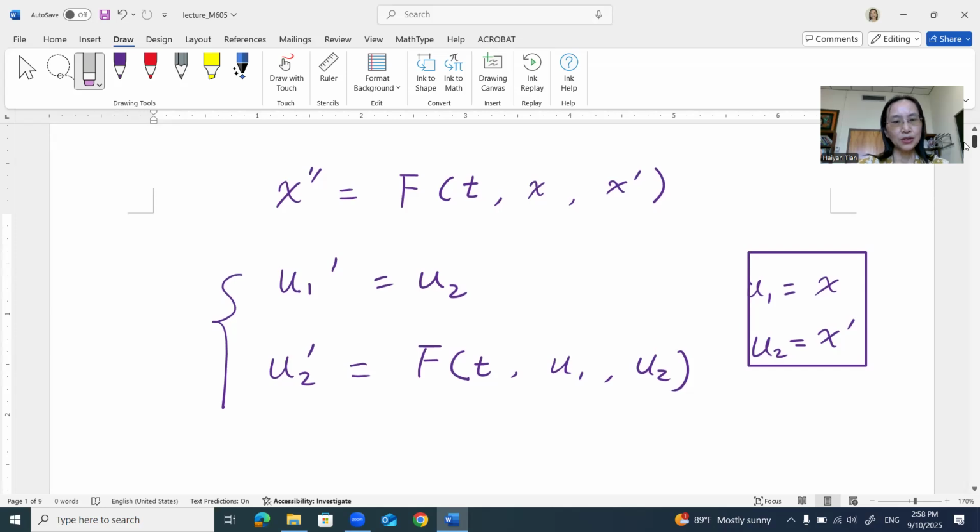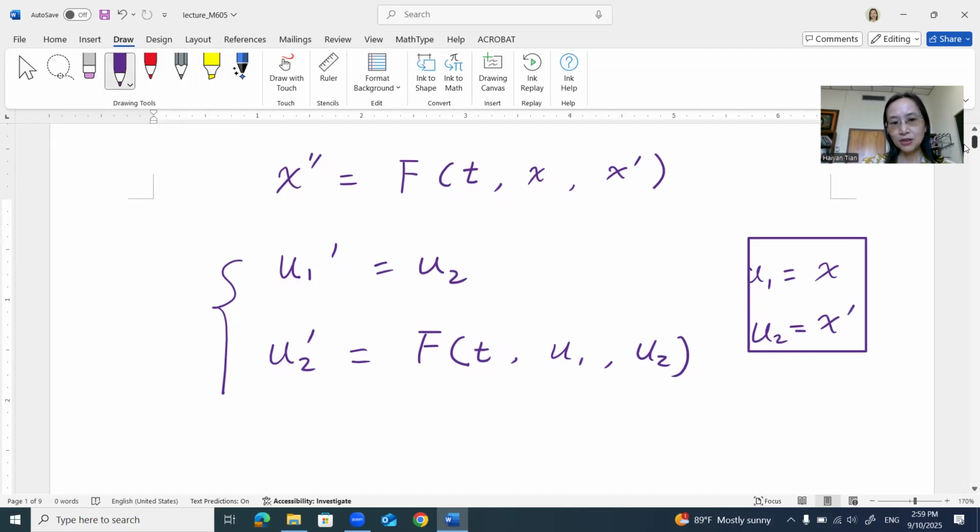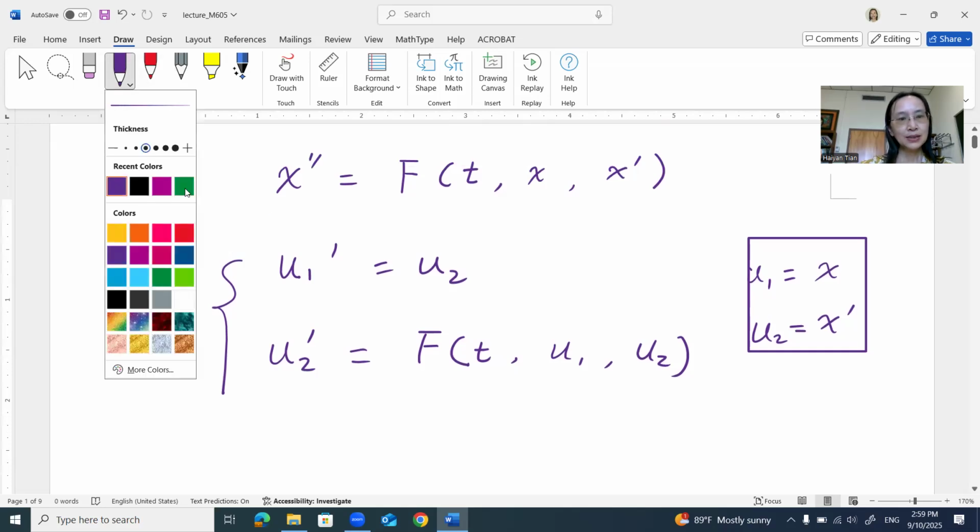However, we also hope that we have a first order autonomous system. So if our original problem is non-autonomous, like right now, we still have the right-hand side explicitly depending on t. So we want to make that t variable disappear. So let's further reduce it. So step one, we already reduced it to first order, but let's continue to make it into a first order autonomous system.